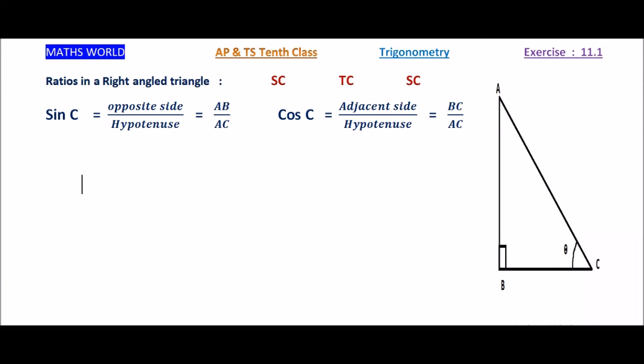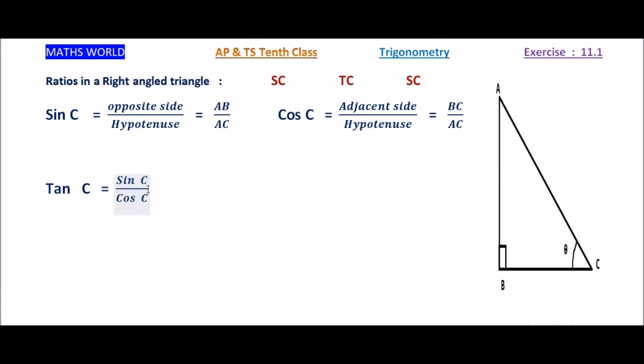Now come to TC. What is T? What is C? T for tan theta, C for cot theta. So tan theta is equal to, that means tan C, we are talking about C, tan C is equal to sin C by cos C. So what is the value of sin C? Opposite side by hypotenuse. What is the value of cos C? Adjacent side by hypotenuse.